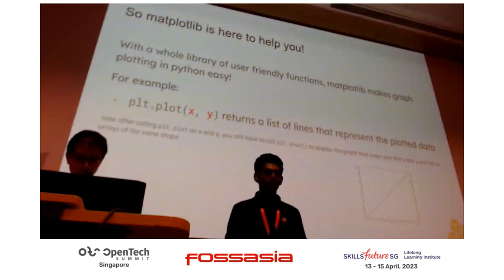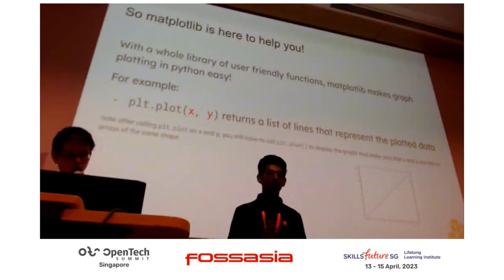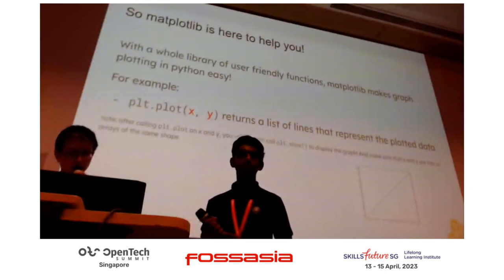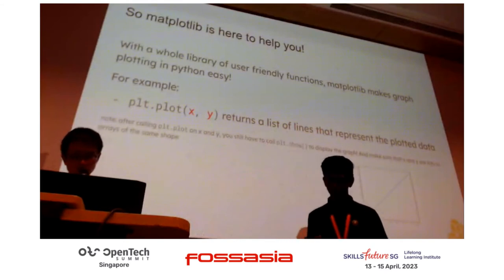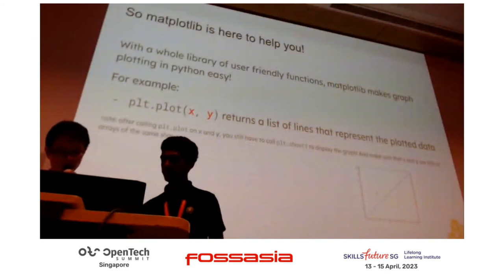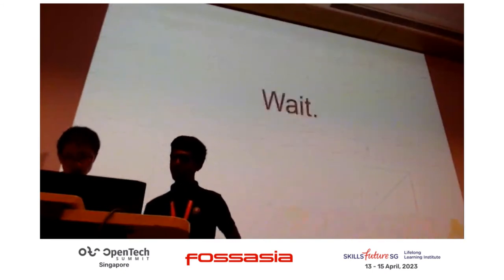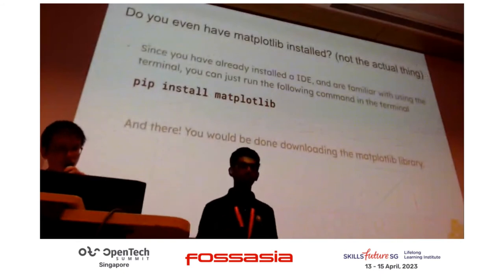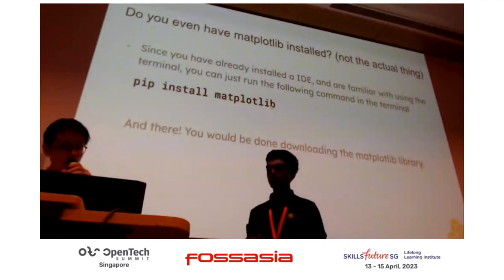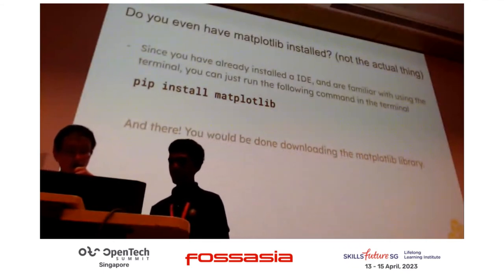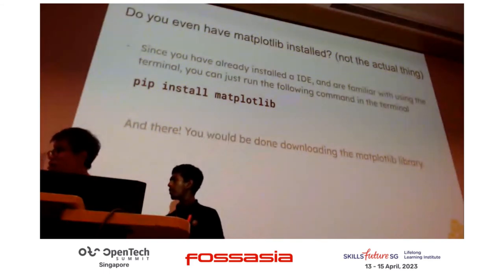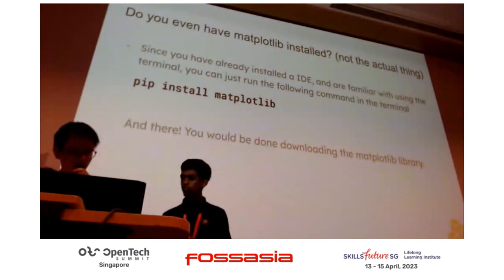So for example, here I call plot with x and y, where x and y refer to two arrays of the same shape. It returns a list of lines that represent this plotted data based on the x and y values. So it just has this graph here, a very small graph, but yeah. Now covering the installation, similar to what we covered just now for pandas and numpy, you can just use pip install matplotlib inside the bash terminal inside your IDE. Or you could do it in PowerShell as well, but that'll be a bit more difficult.